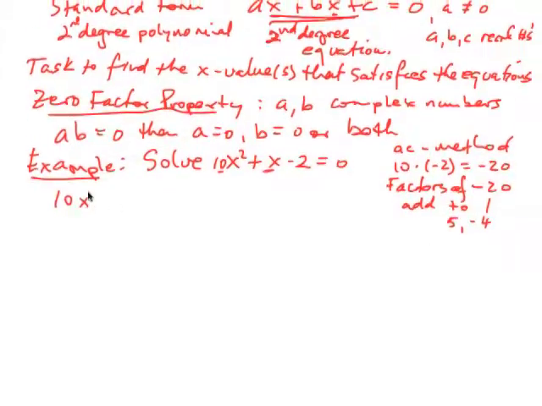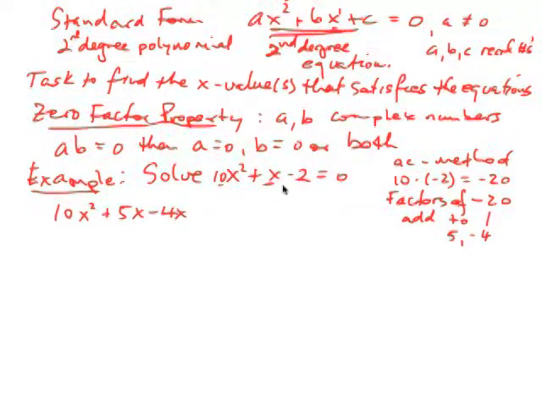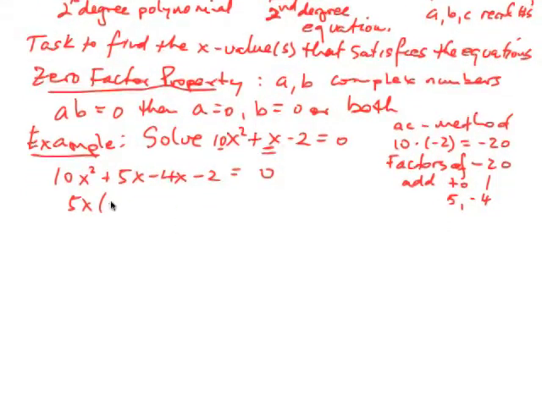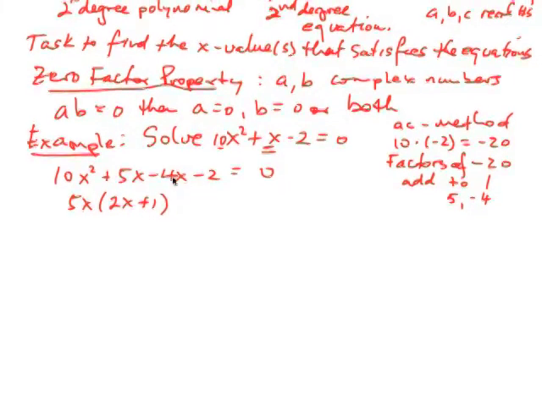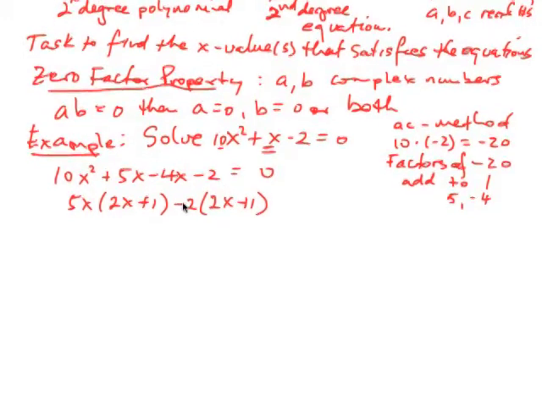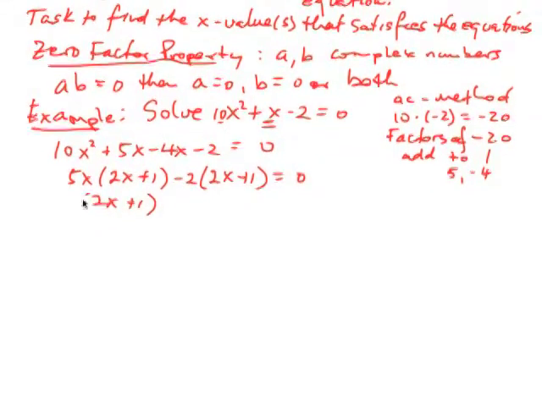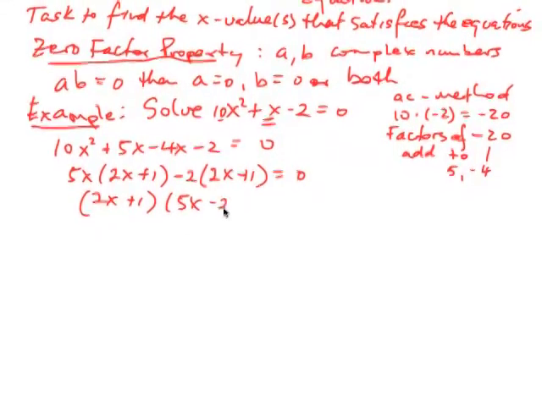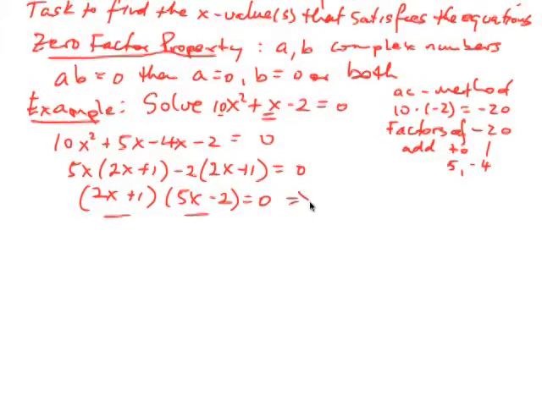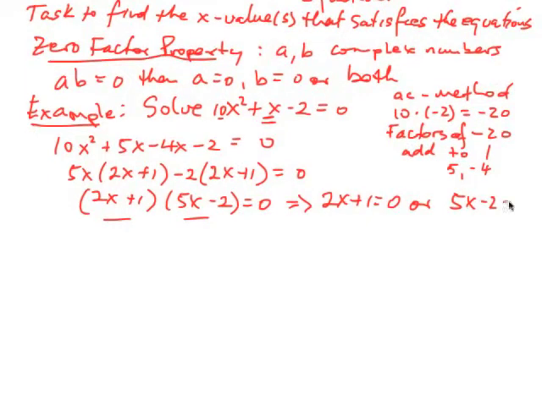So I get 10x squared, and I break my x down into 5x minus 4x, minus 2 equals 0. I take out a 5x here, so I'll have 2x plus 1. I take out a negative 2 here and I'll have 2x plus 1. Make sure you're clear on the signs. Negative 2 by 1 is negative 2. Now I can take out a factor of 2x plus 1 and I'd get 5x minus 2 equals 0. Notice that this would be my a, this would be my b, so this implies that 2x plus 1 is 0 or 5x minus 2 is 0.